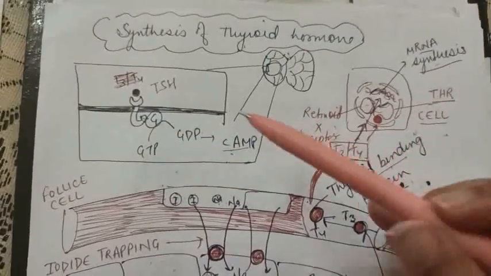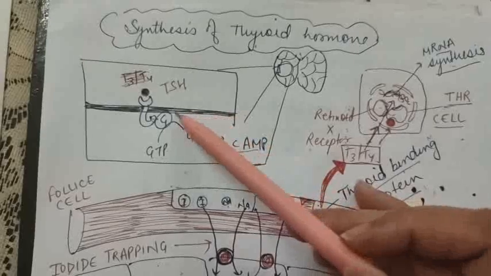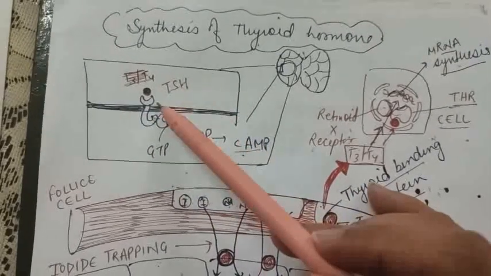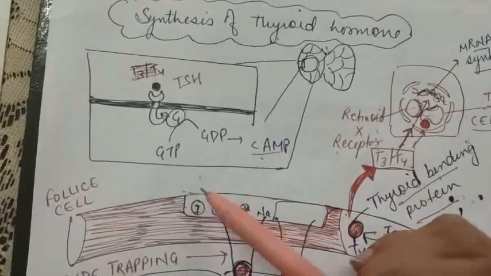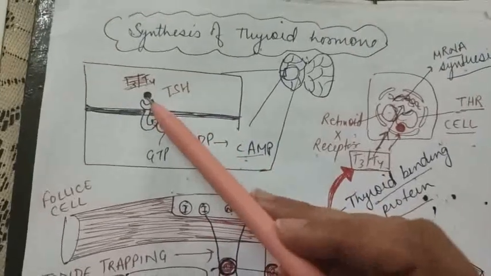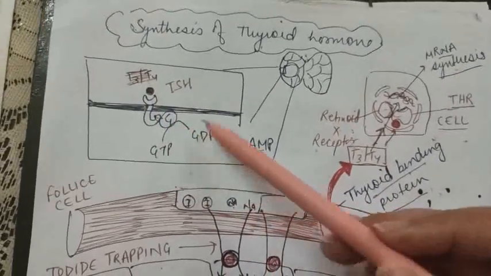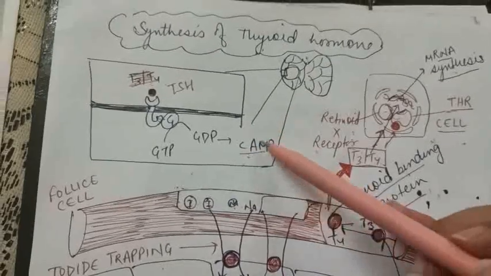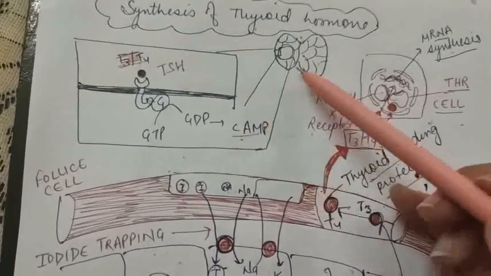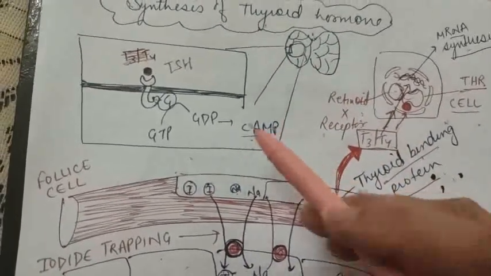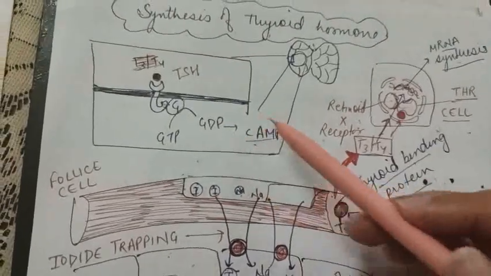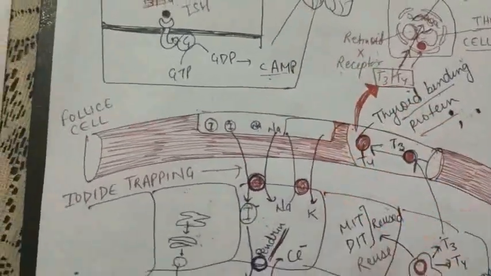This is the membrane of the thyroid gland where TSH acts to stimulate thyroid secretion. It acts on some receptors and ultimately leads to the synthesis of a second messenger and release of the thyroid hormone. Now we have to see today how thyroid hormone is released. So let's see how.